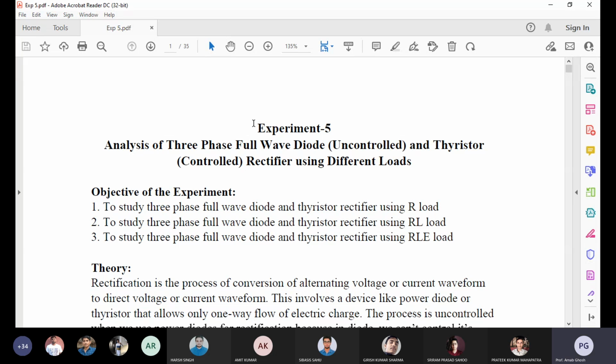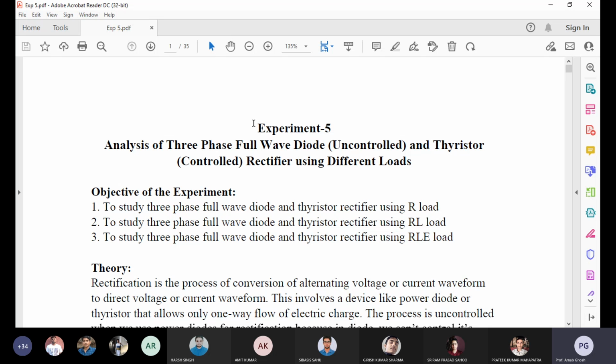So in this study, what will we do? We do the same type of simulation with different types of load: R load, RL load, RLE load. If possible, in some cases we can also incorporate freewheeling.